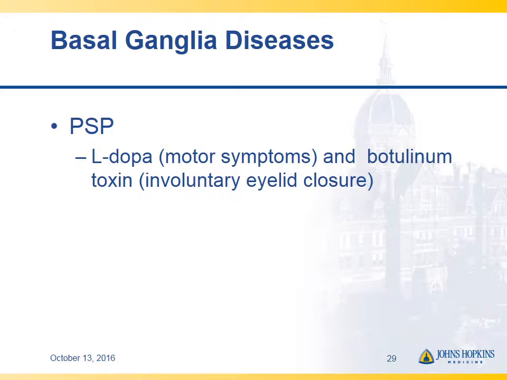PSP, or progressive supranuclear palsy, is a Parkinson's plus syndrome, which is often refractory to treatments such as levodopa. Sometimes patients also undergo botulinum toxin injections to address movements that are not under their voluntary control, such as involuntary eyelid closure.